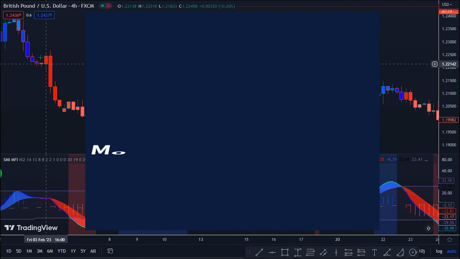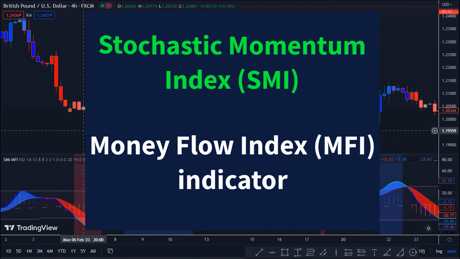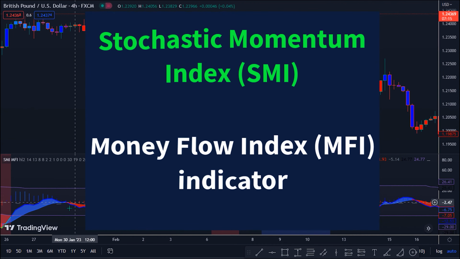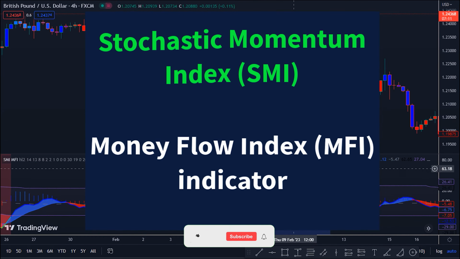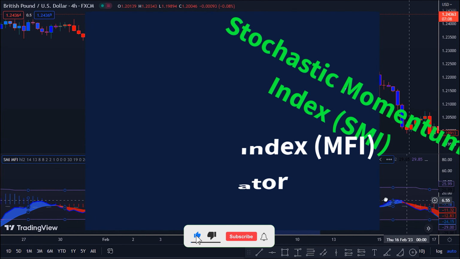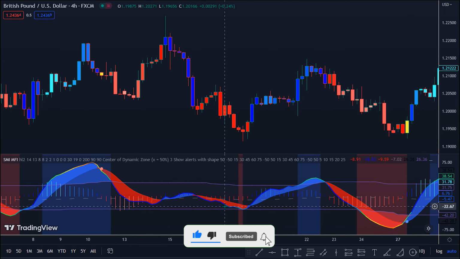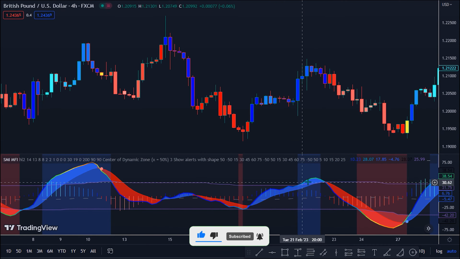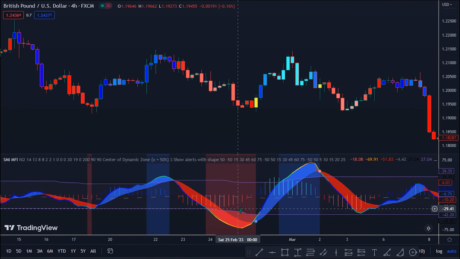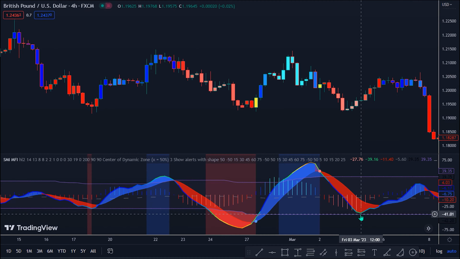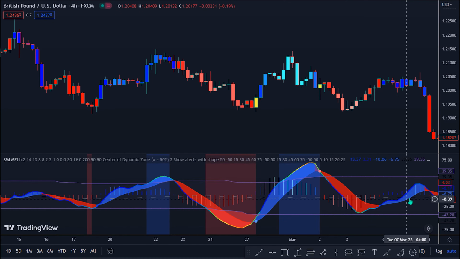In this video, I will show you how to use the Stochastic Momentum Index (SMI) of Money Flow Index (MFI) indicator to detect market trade opportunities. The Stochastic Momentum Index (SMI) is a technical analysis indicator that uses the difference between the current closing price and the high or low price over a specific time period to measure price momentum.